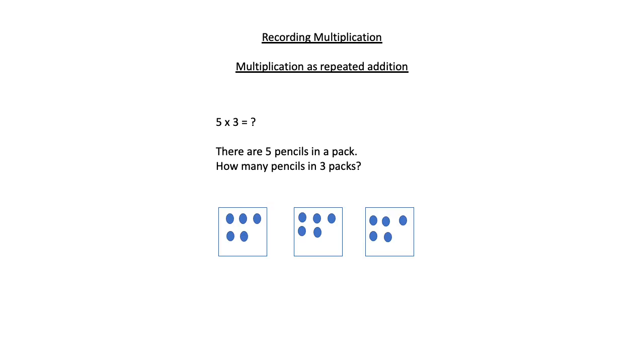So we can draw 3 boxes representing the packs, and then we can put 5 dots in each box to represent the pencils. And then we can add the 3 lots of 5 to make 15 and put in the final answer to the original question.